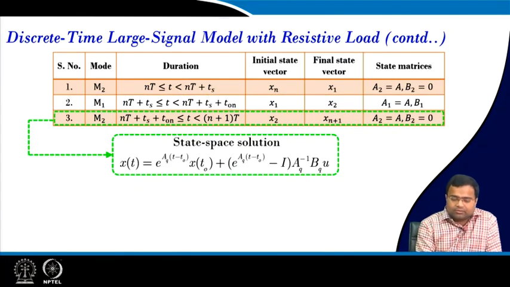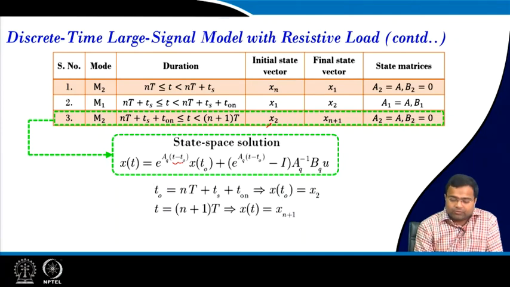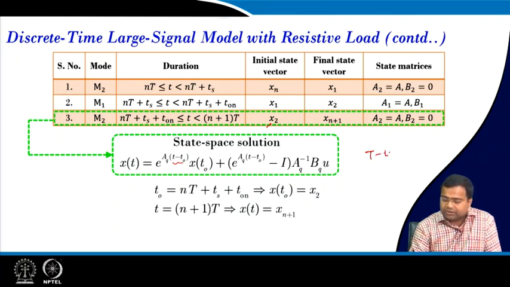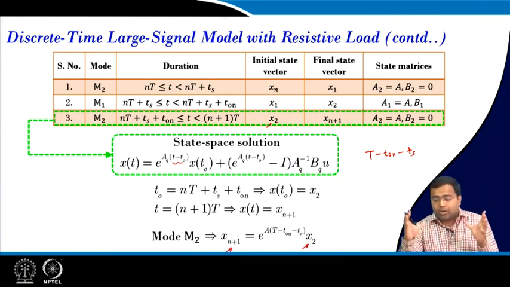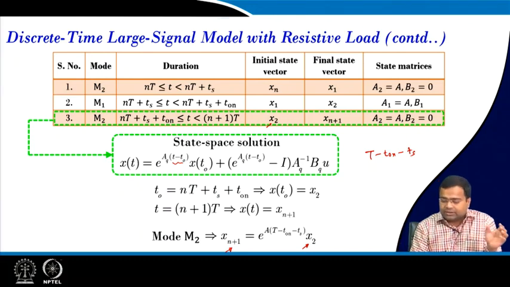Next, for the third mode we will substitute. What is the initial value? It is X2. What is the initial time? nT plus Ts plus T1. What is the final time? (n plus 1)T. So, what is the difference? If you subtract, it will be T minus T1 minus Ts. During this mode X2 is the initial state and Xn plus 1 is the final state, and again it is the off state of a buck converter where the input voltage is disconnected. So, there will be no input term here, it is 0, right.